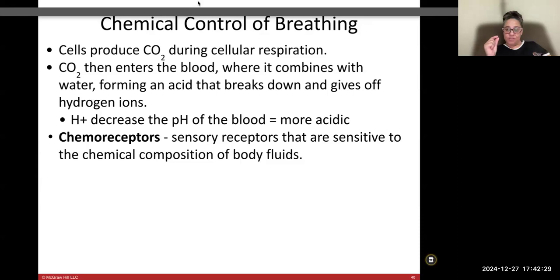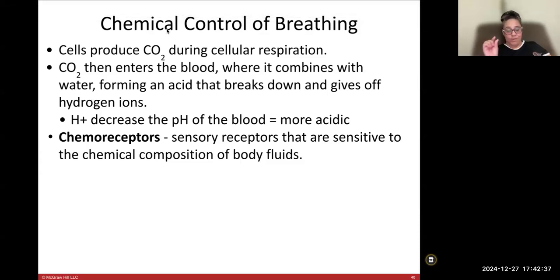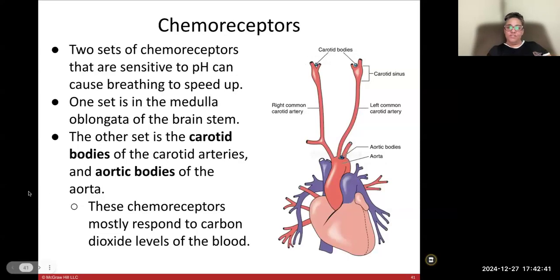And we have chemoreceptors that are constantly monitoring the pH of our blood, making sure that it is within a normal range, which is a very small range. Two sets of chemoreceptors that are sensitive to pH can cause breathing to speed up. One set is in the medulla oblongata of the brainstem. The other set is in the carotid bodies of the carotid arteries and the aortic bodies of the aorta. These chemoreceptors mostly respond to carbon dioxide levels in the blood.